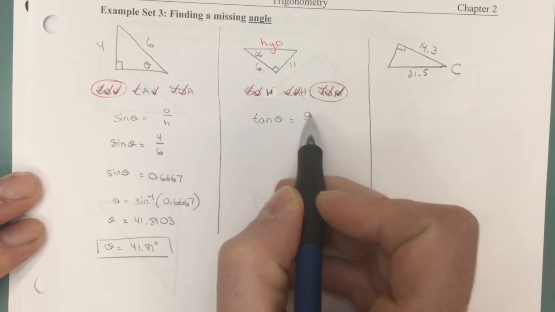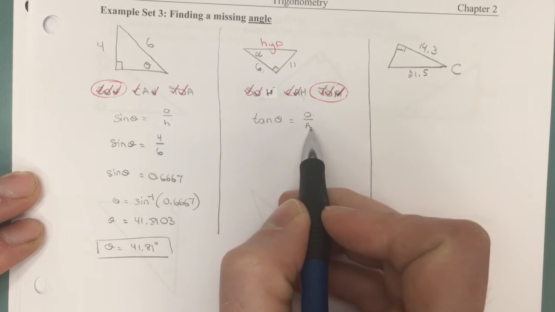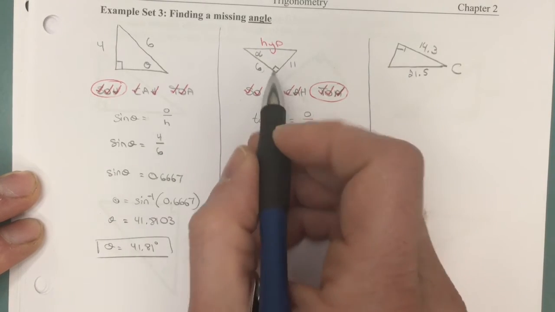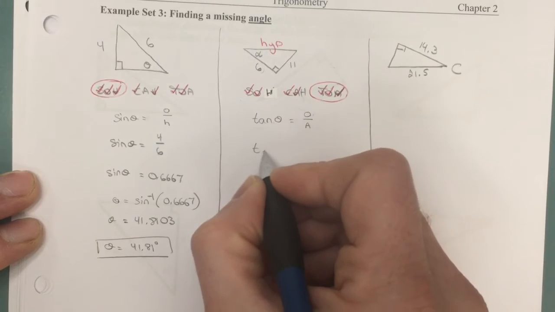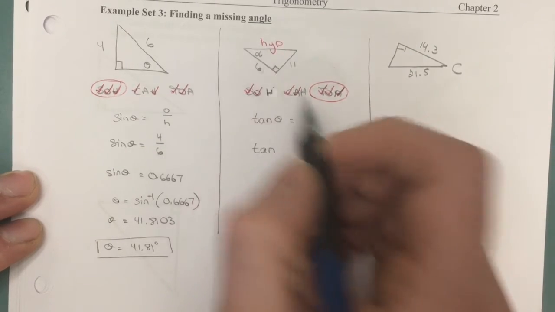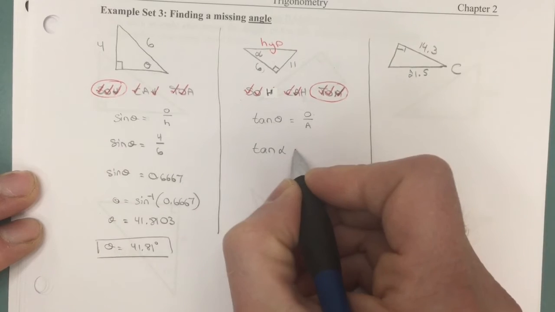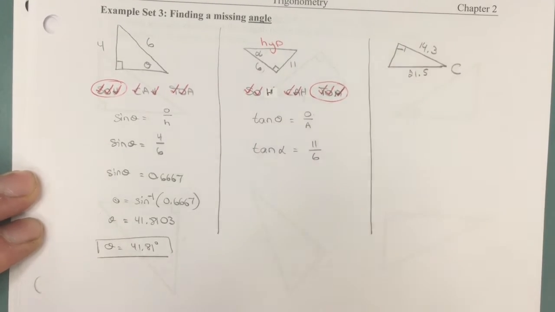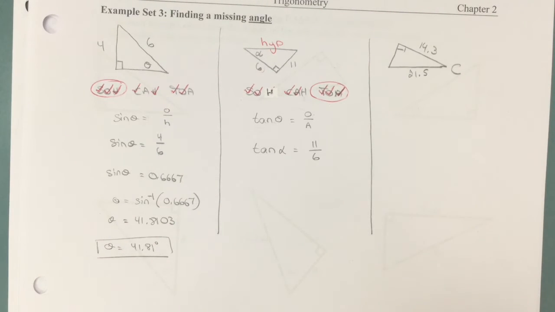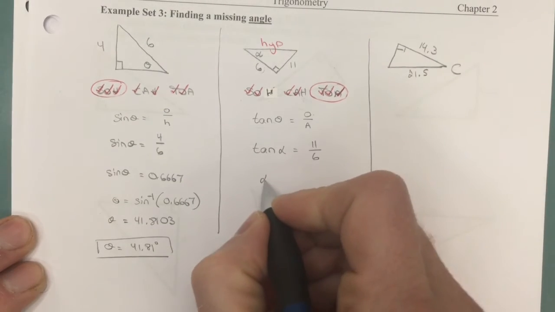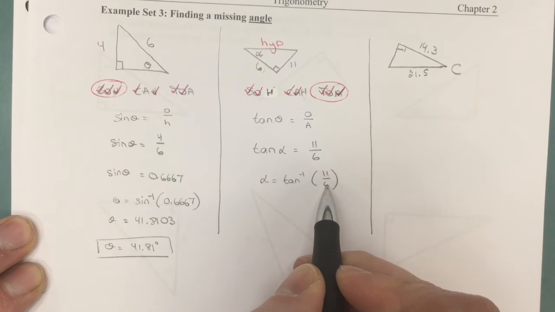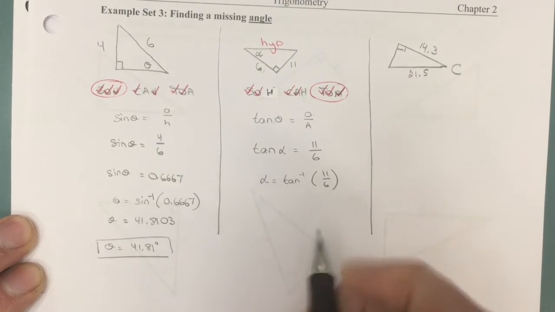And so you can start with the ratio. Tan theta is equal to opposite divided by the adjacent. And now I will replace those values with what is given to me here. So the tan of the angle, and the angle is called alpha in this case, is equal to the opposite, which is 11, divided by the adjacent, which is 6. Find out what the ratio is, and then convert it into an angle.